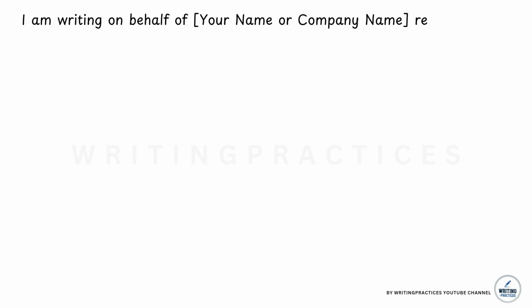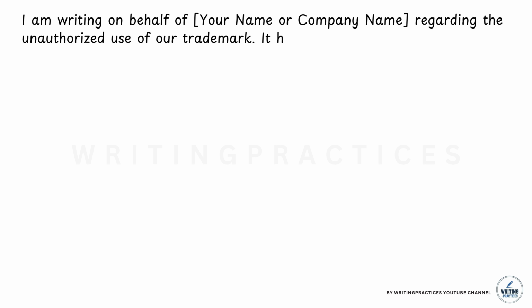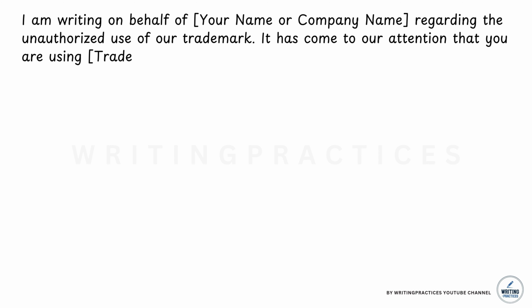Opening paragraph. Now explain why you are writing. For example, I am writing on behalf of North Star Outdoor Equipment Inc. regarding the unauthorized use of our registered trademark. It has come to our attention that your business is using the trademark North Star, or a mark that is confusingly similar to it, without our authorization.